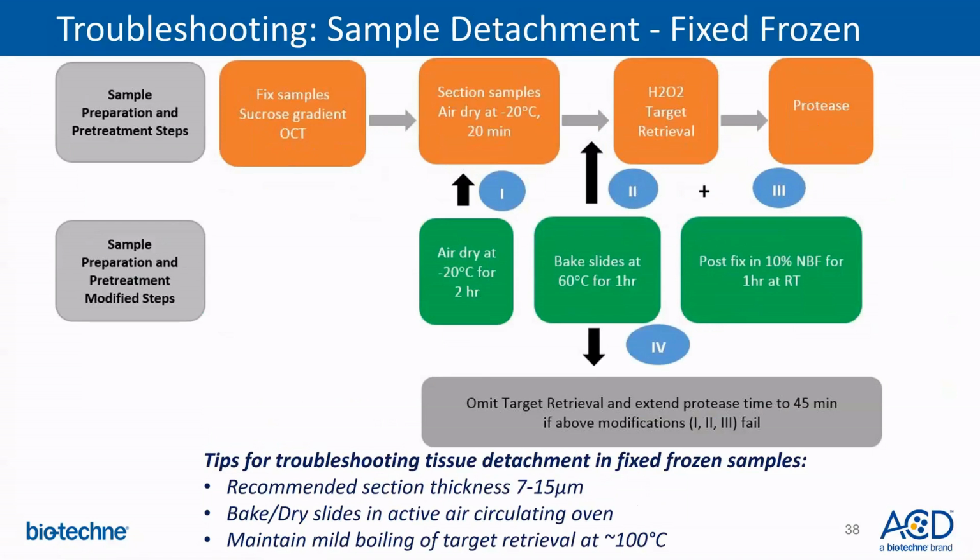Please note the recommended section thickness for fixed frozen samples is 7 to 15 microns, and again use an air circulating oven to bake or dry slides, and ensure that the temperature of 100 degrees Celsius is maintained during the target retrieval step.